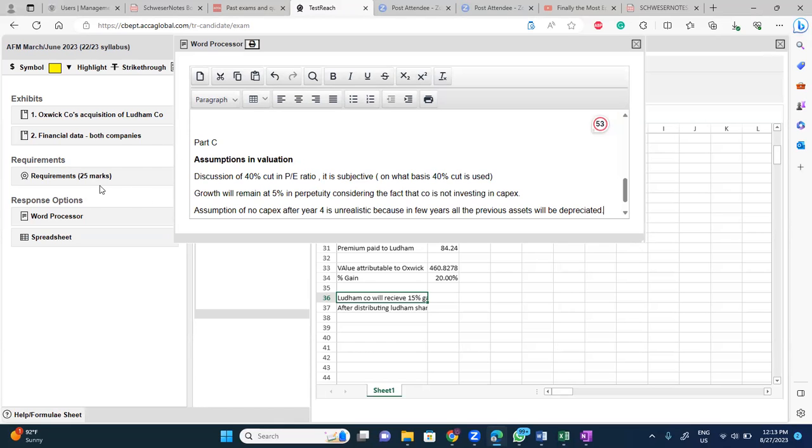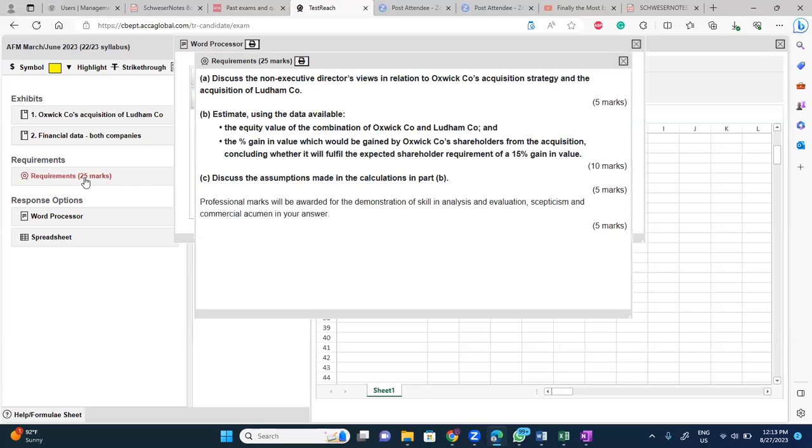Okay, there is a very interesting point, sir. Why can we not write in bullet points? Because of this word. Can you see the highlighted word?